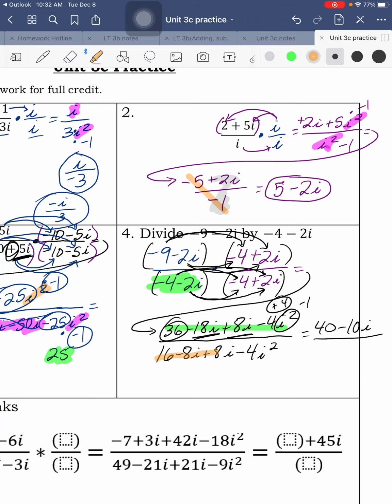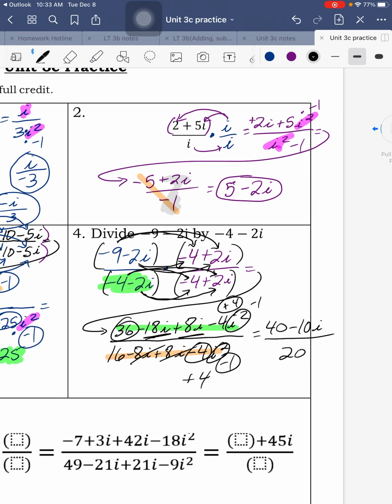Denominator, let's look at that. So now I'm just concentrated on the denominator. That's where my eyes are looking. Our middle terms simplify. i squared is -1. -4 times -1 is a positive 4. And we have 16 plus 4 is 20.